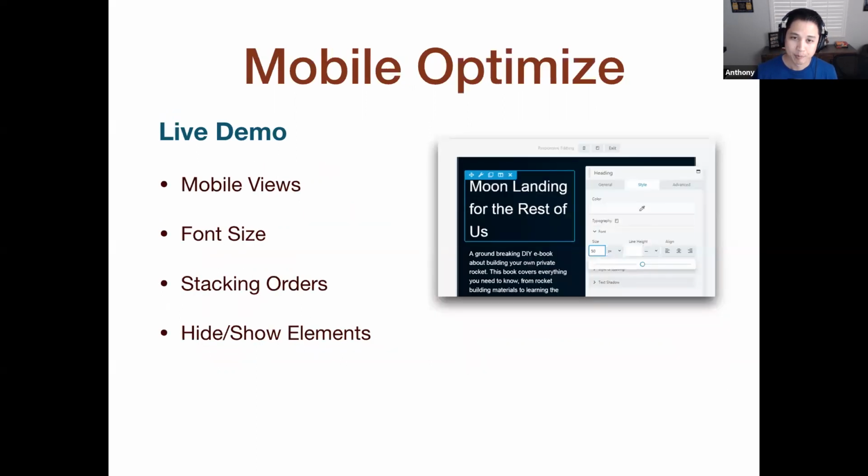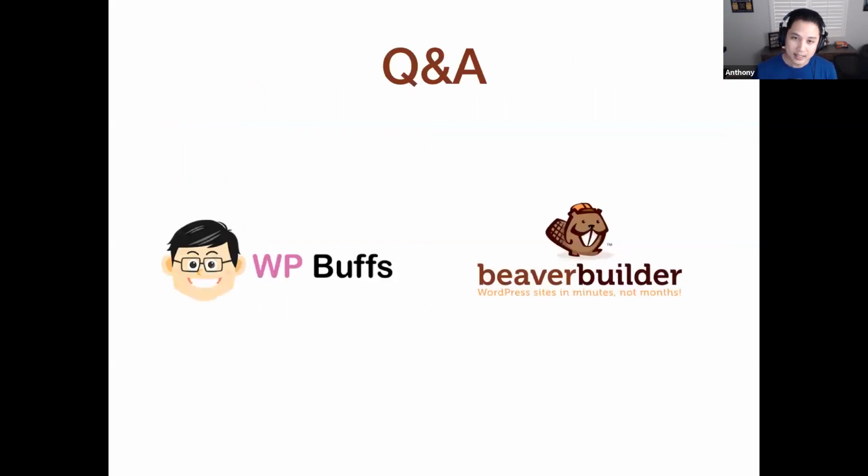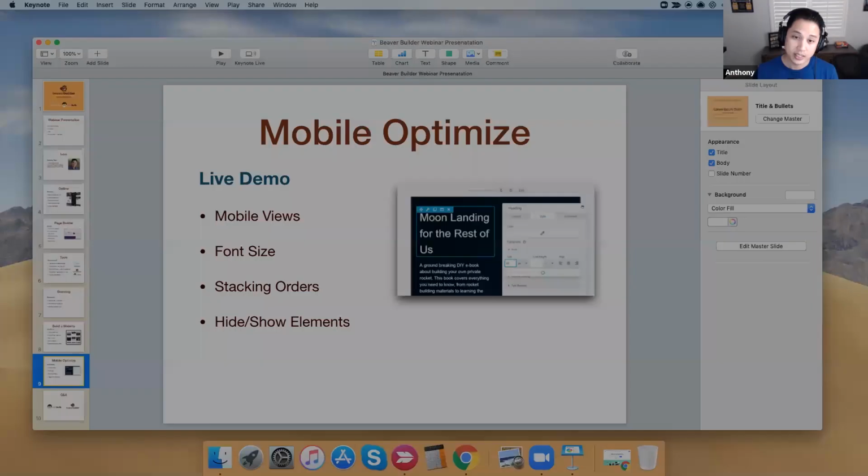So this may sound like Greek to you, but once you see it in action, it will make a lot of sense. And then lastly, I will walk you through the mobile optimization portion of it. I'll show you different mobile views and how you can change your font and reverse a stacking order and hide things. So it's actually pretty intuitive once you see it in action. So enough of the slides, and of course at the end we'll do a Q&A. We're going to do the actual demo here.